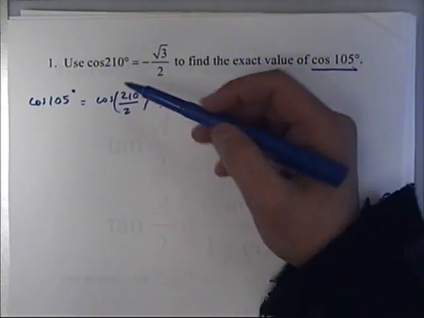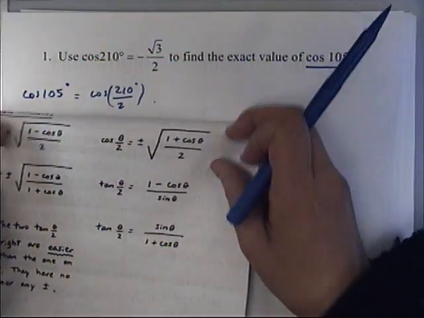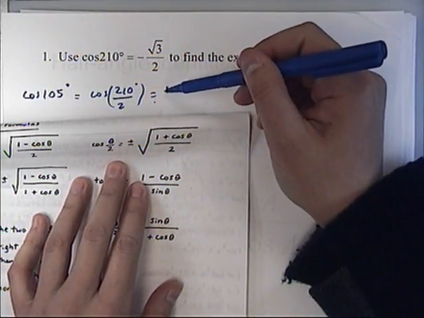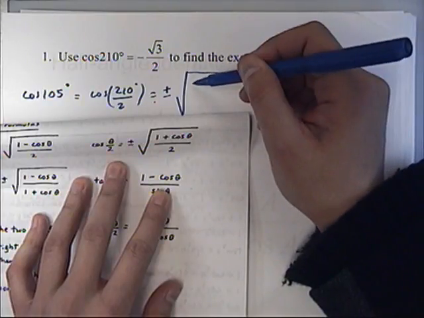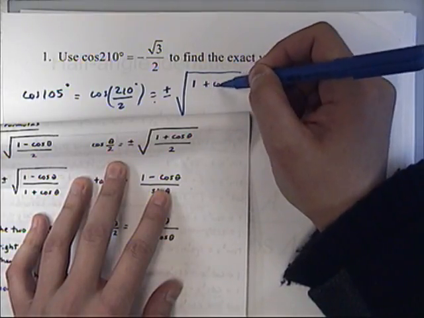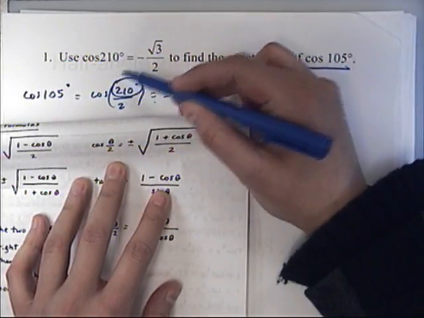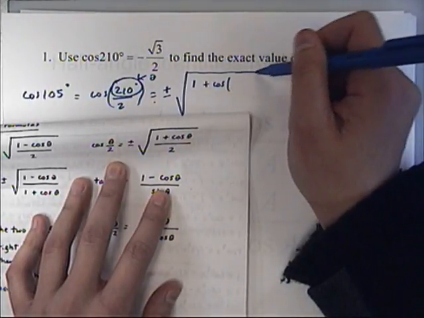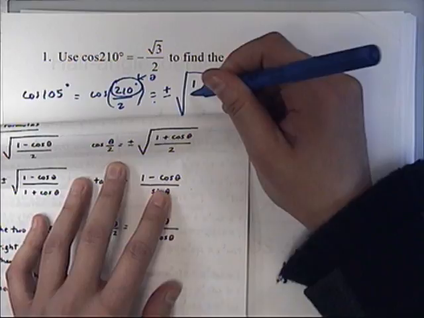So if we can write it like this as half of something else, we can use the formula here, which says that that's equal to either positive or negative, we'll decide that in a little bit, the square root of 1 plus the cosine of theta. Now theta is this guy right here. That is theta in our formula. So when I put the cosine over here, it's the larger angle on top, 210 degrees over 2.